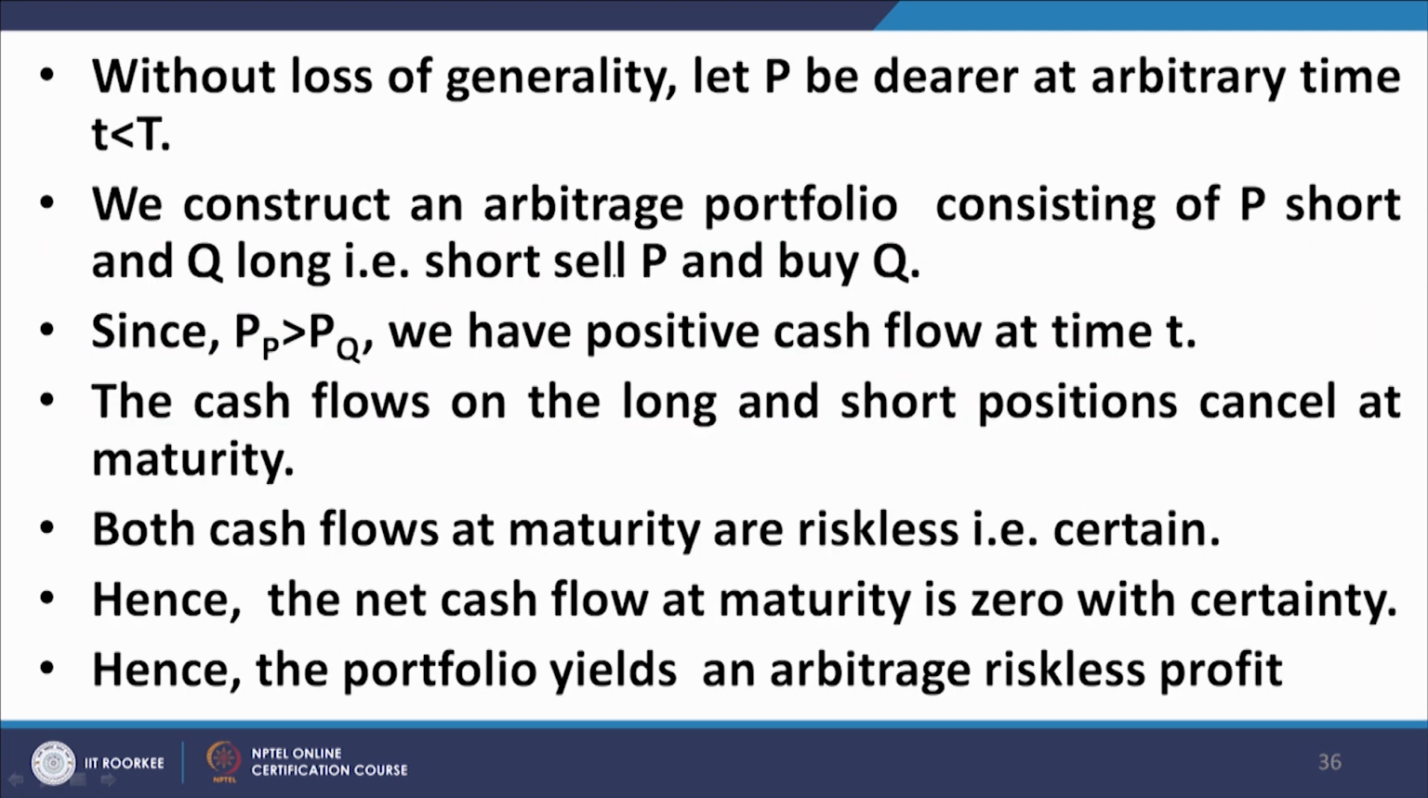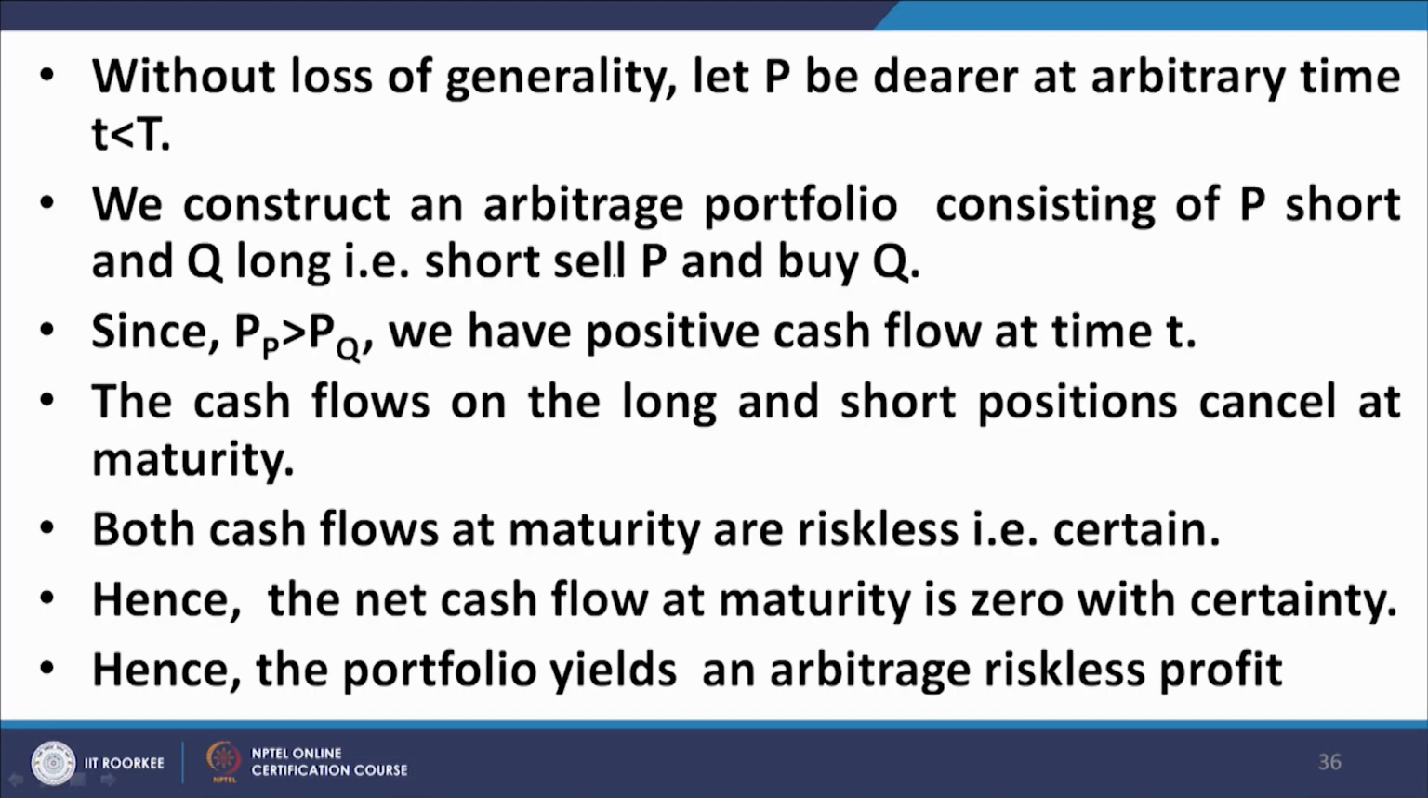Without loss of generality, let P be dearer. You can either assume P to be dearer or Q to be dearer, it does not matter, you end up with the same result. So, let P be dearer at arbitrary time t less than capital T. Capital T is the maturity of the bond. At maturity the bond is likely to return a certain value, with certainty. Please note this point, these are risk free bonds.